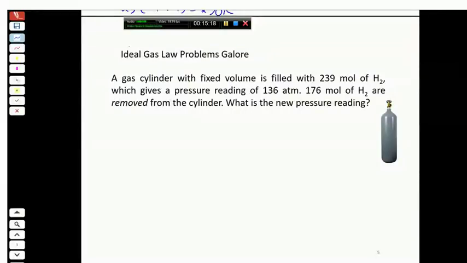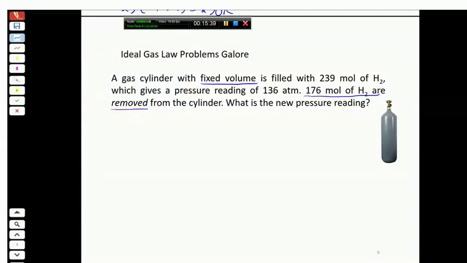Here we go. All right, so we have a gas cylinder that has a fixed volume. So fixed volume tells us that volume is constant. And it's filled with 239 moles of hydrogen, which gives a pressure reading of 136 atmospheres. 176 moles are removed from the cylinder. So what is the new pressure reading?